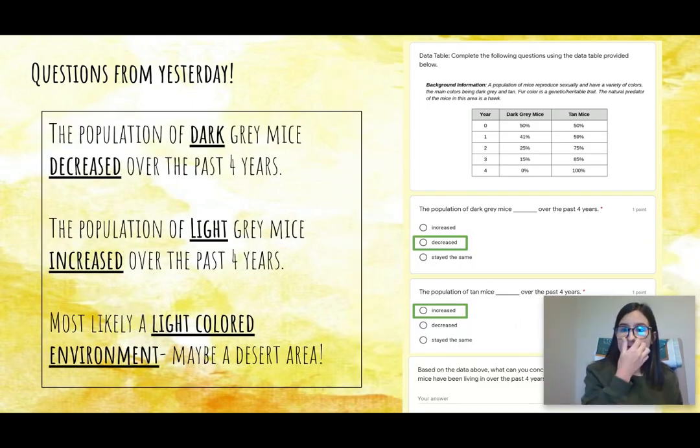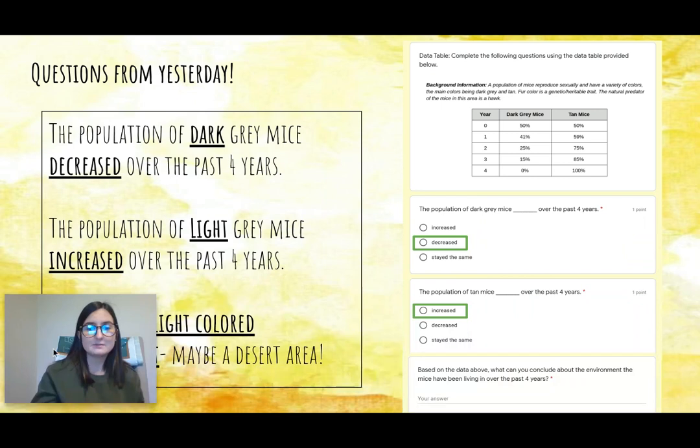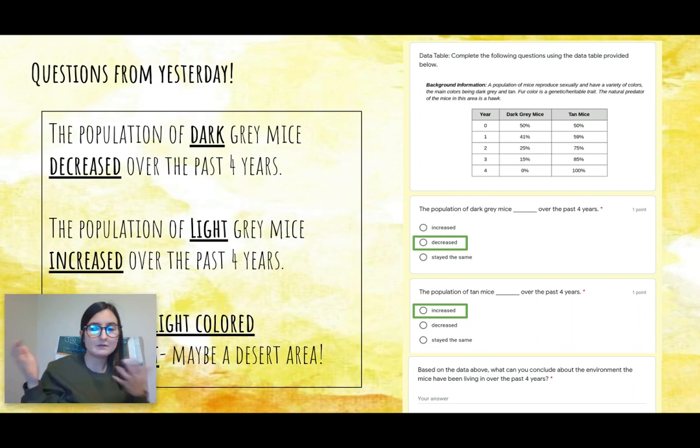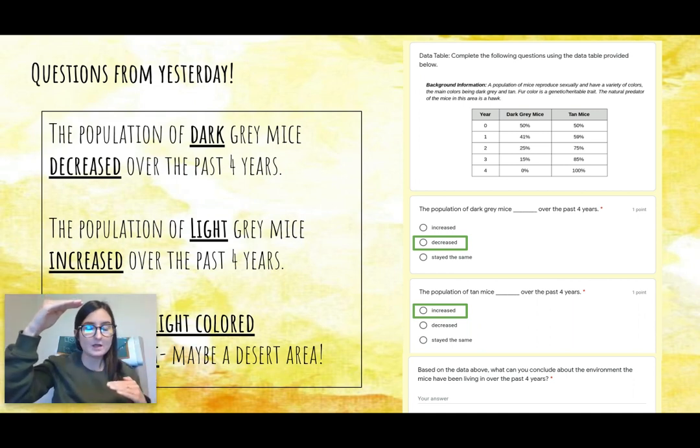So then I gave you this data table on dark gray mice and tan mice. And the population of dark gray mice seemed to decrease over the past 4 years, whereas the population of tan mice seemed to increase over the past 4 years. So tan mice are going up and dark gray mice are going down. Based on the data above, what can you conclude about the environment the mice might have been living in over the past 4 years? Well, I would think that because light mice are going up and dark mice are going down, the environment probably favors those light mice.